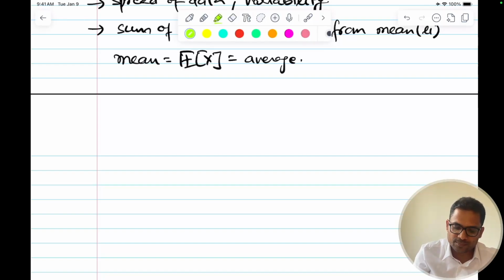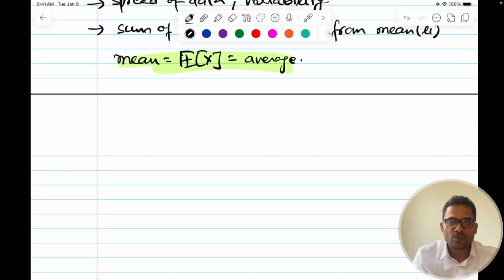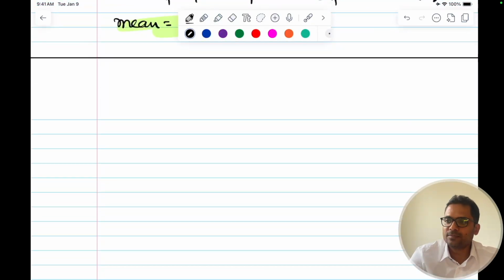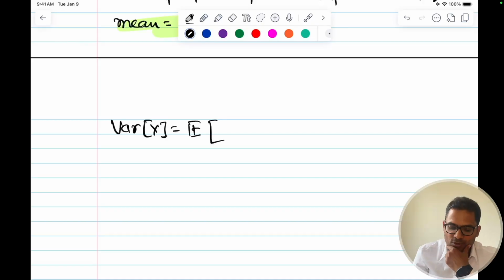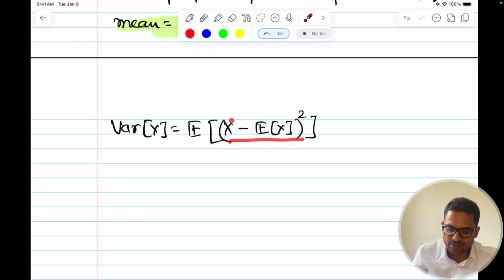So we know this already. So what will be the variance? How is the variance defined? Let's take it from the definition. Variance is the expected value of the distance of all the points from the mean, squared. So this is the distance of each and every point x from the mean.